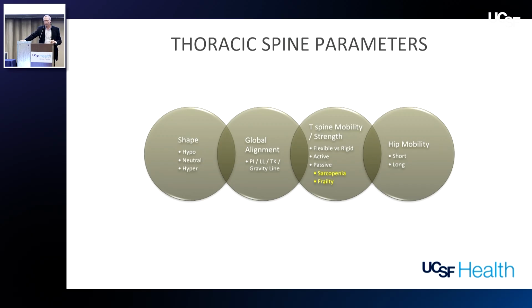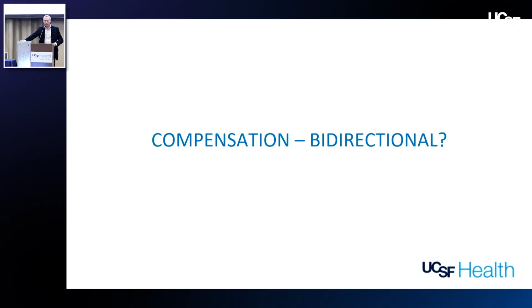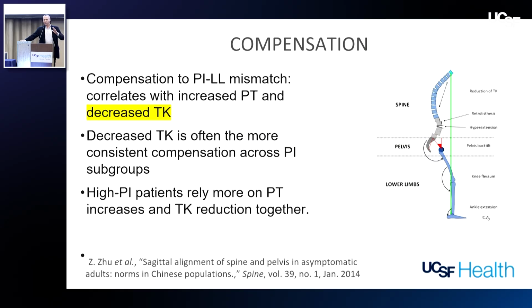This is what Mo was talking about. And you don't even have to use mobility. It's almost like sarcopenia and frailty are like a surrogate for how people can move. So think about that. And then the hip mobility, I think, really comes into play. And I think now of thoracic compensation being bidirectional. So we think of, okay, hypokyphosis, the patient needs to stand upright, but that's really unidimensional.